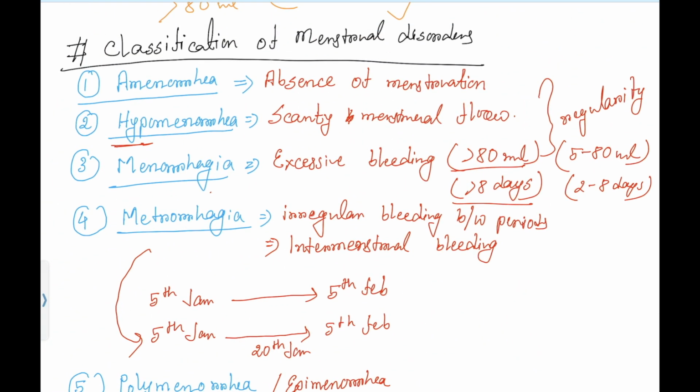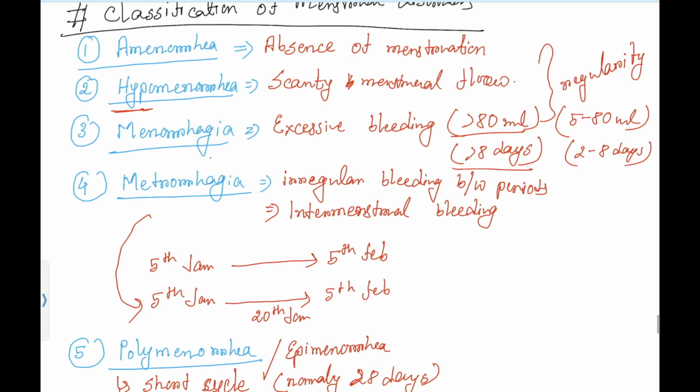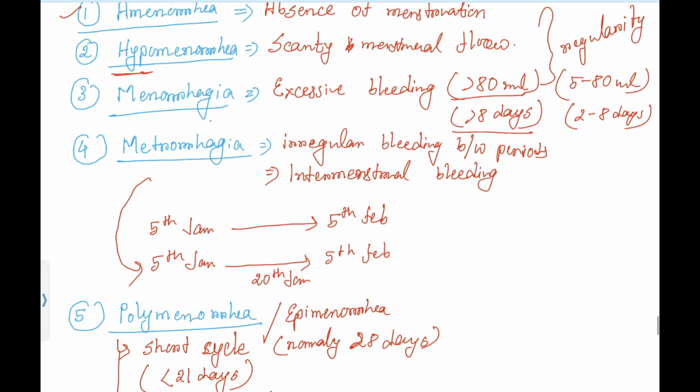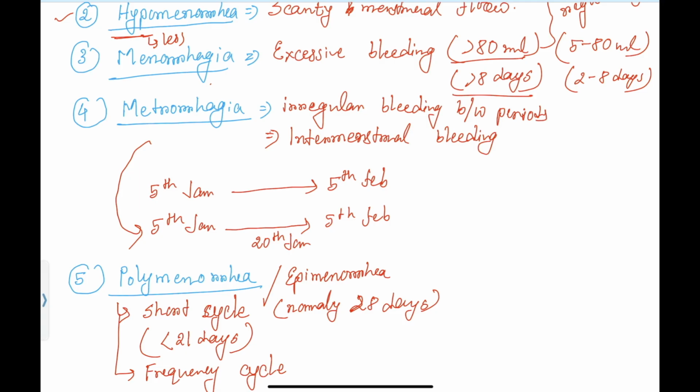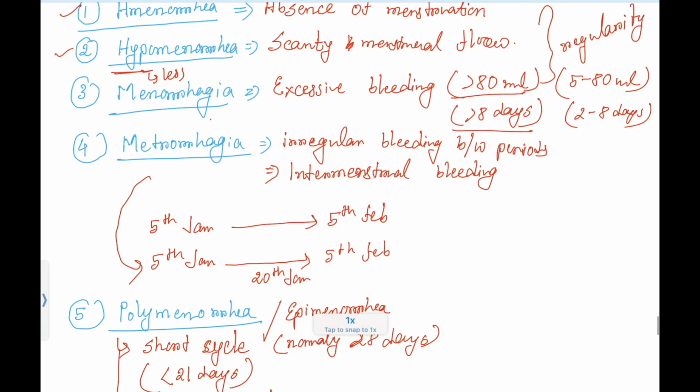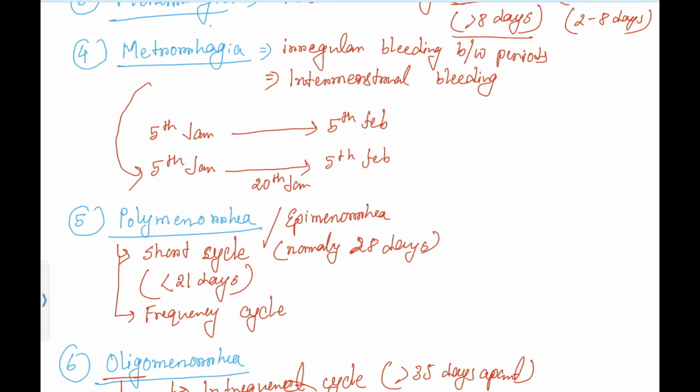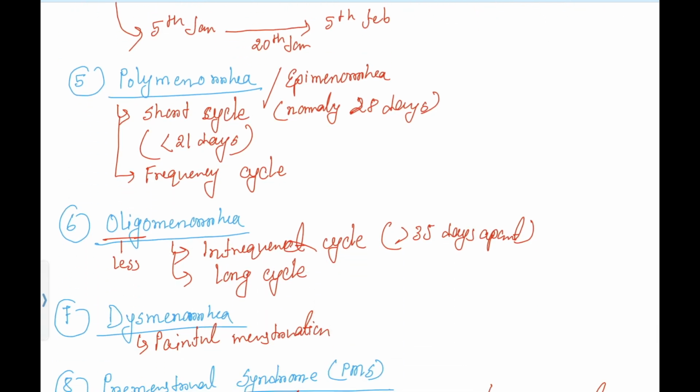So what we have discussed so far are various menstrual problems or disorders: amenorrhea means absence of menstruation, hypomenorrhea means scanty menstrual flow, hypo means less. Then menorrhagia means excessive bleeding. We will discuss in detail one by one, but here we are giving a short intro about the various menstrual disorders. Then metrorrhagia means irregular or intermenstrual bleeding. Next is polymenorrhea, another name epimenorrhea. Polymenorrhea means short cycle, the woman will get menstruation at less than 21 days interval, meaning the frequency of cycle is more.